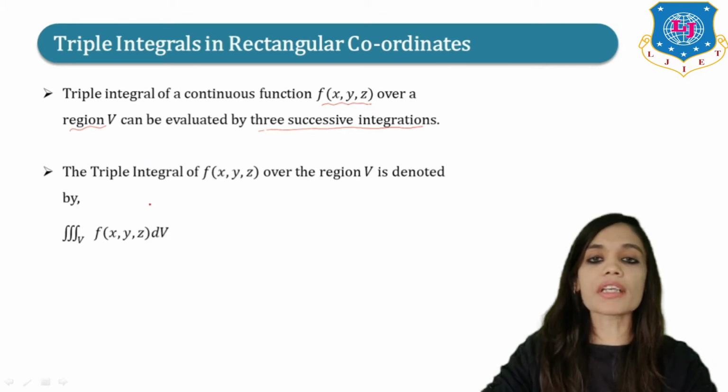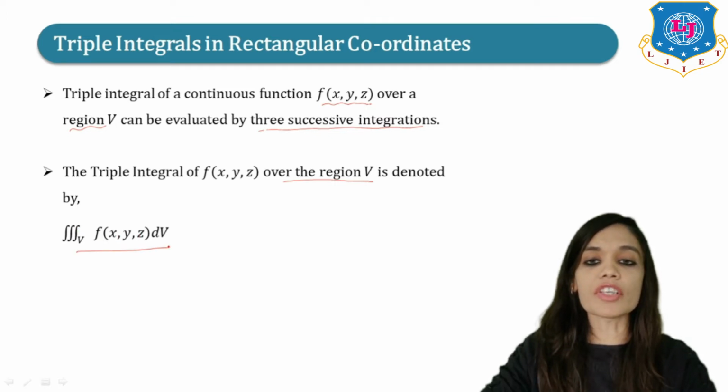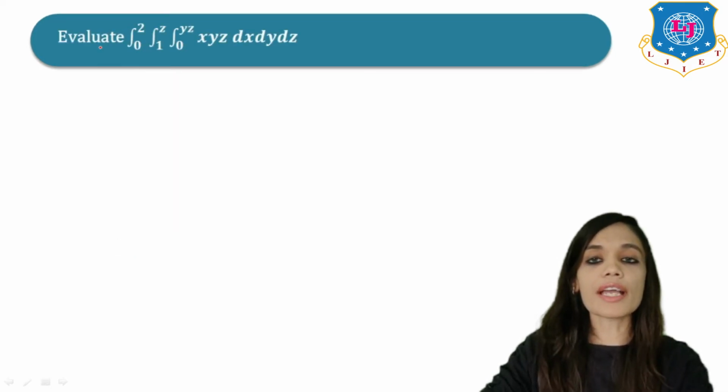The triple integral of f of x, y, z over the region V is denoted by triple integral over V f of x, y, z dV. So this is the notation for triple integrals. Now let us solve one example.